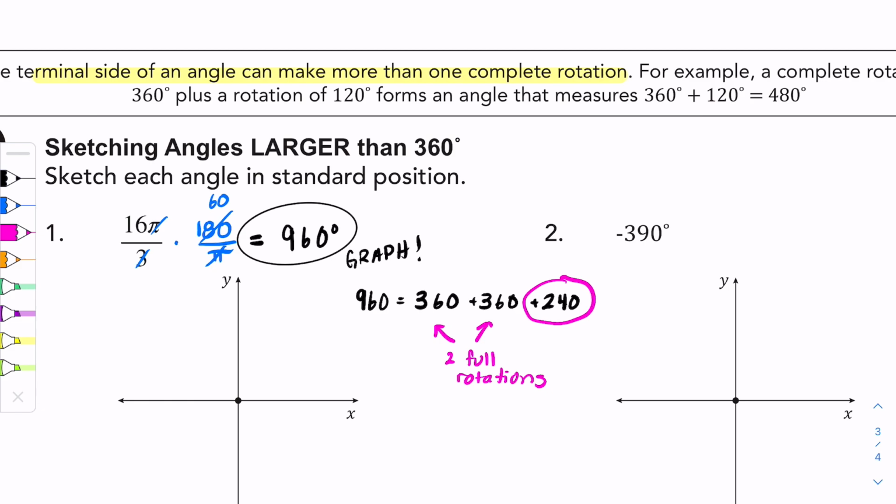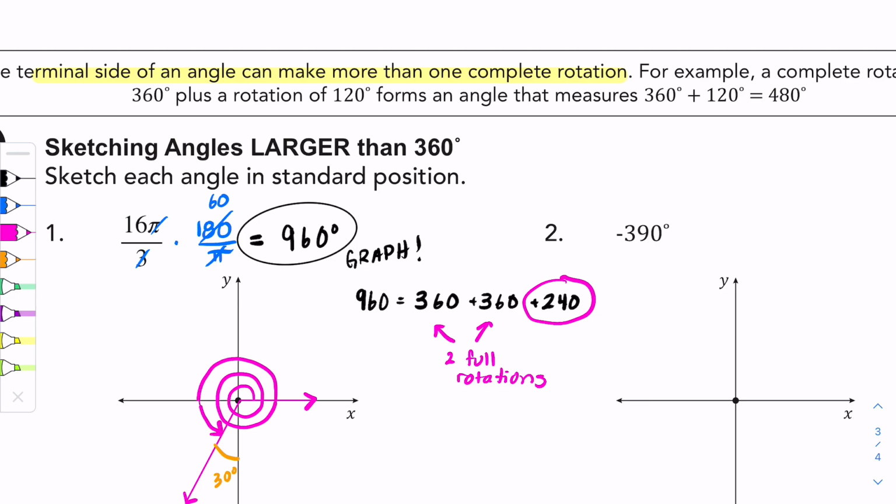So what do I mean by this? It means I graph my initial side, I rotate around the coordinate plane 1 full time, then again for a second time, and then I rotate past that 240 degrees. 240 degrees is just shy of 270. In fact, it's shy by a value of 30 degrees.